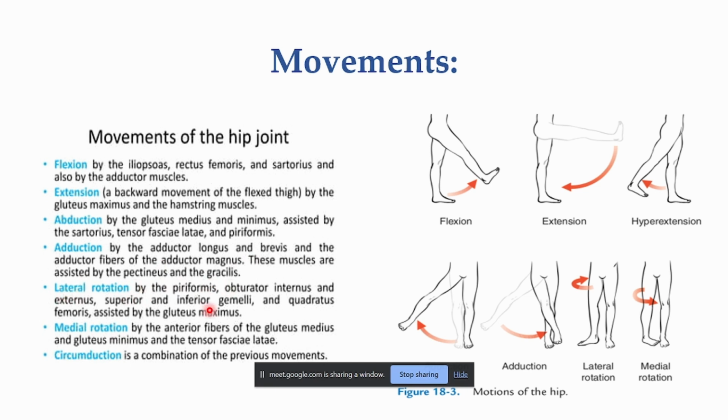Then we have the lateral rotation brought about by piriformis, obturator internus, externus, the superior and inferior gemellae, and also assisted by gluteus maximus. Then we have the medial rotation brought about by the anterior fibers of gluteus medius, gluteus minimus, and tensor fascia lata. And circumduction is the combination of all the previous movements.